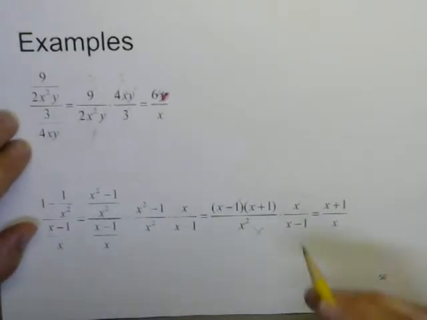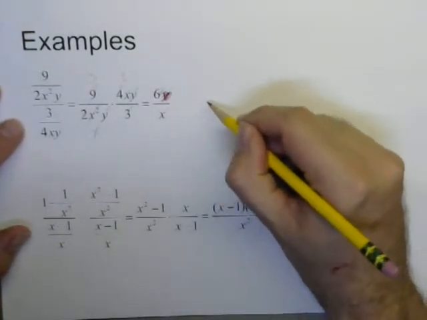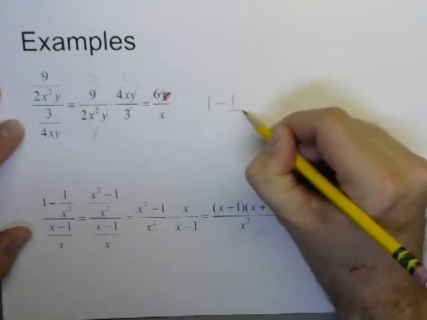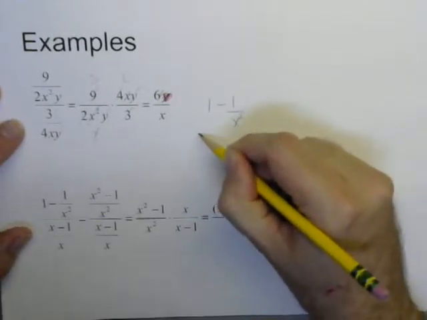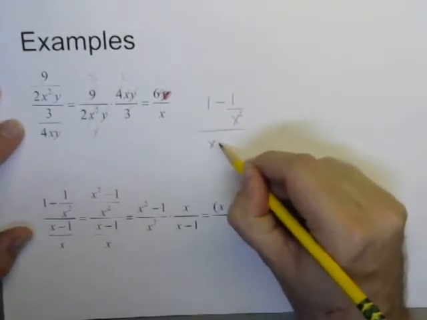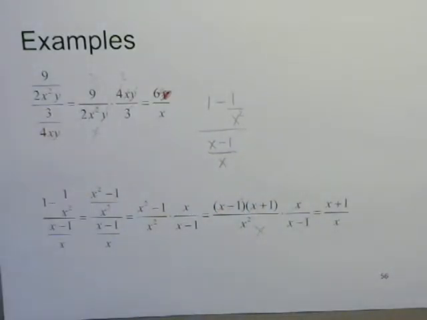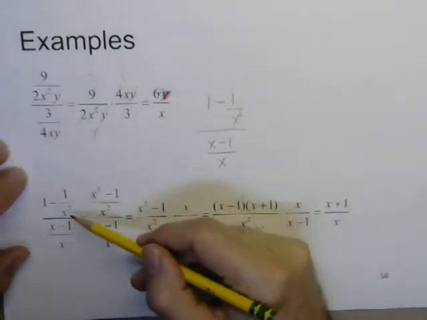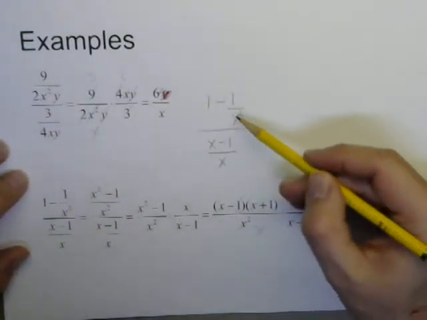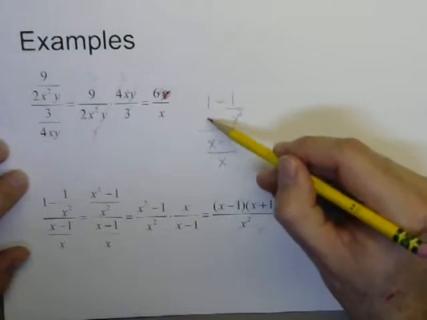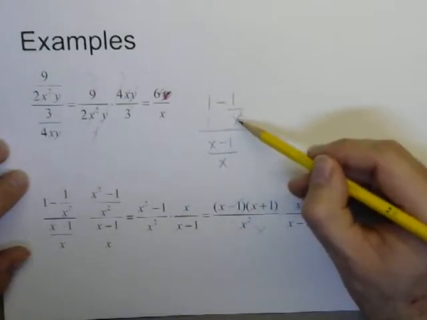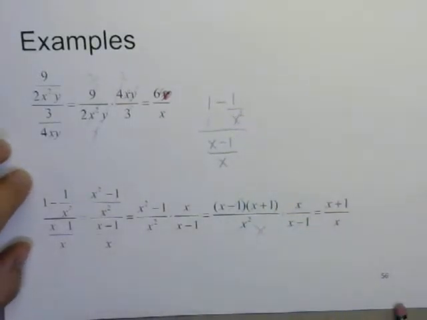And again, you could maybe do this using method 2. I don't know if I'll do all these using method 2, but sometimes method 2 can be a little bit faster, especially if you have more complicated fractions. In this case, the LCD for all of the fractions, where the denominator is 1, you've got x squared and x. The LCD for that would just be x squared.